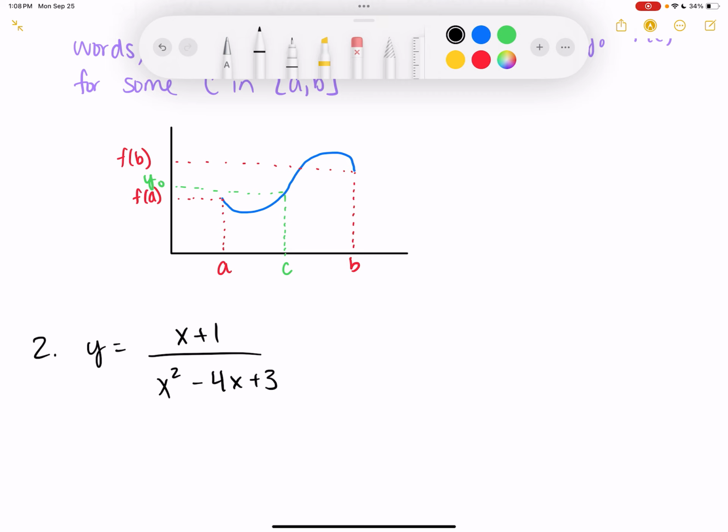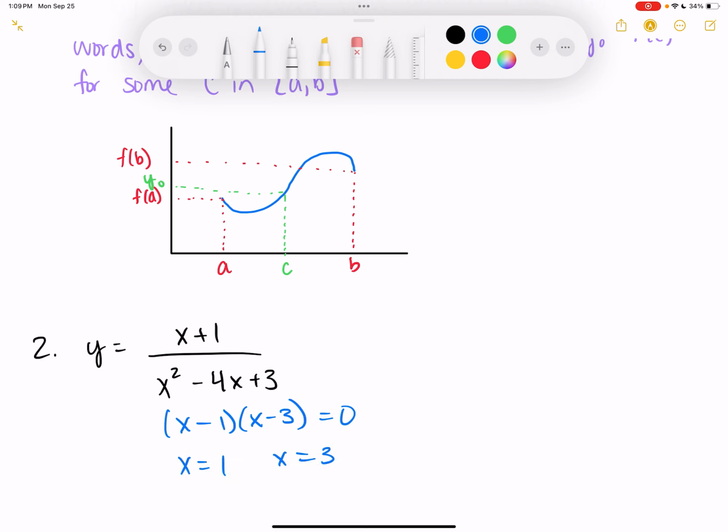So I'm going to factor the bottom. What would the bottom factor into? Yep, x minus 1, x minus 3. And then I'm going to set that equal to 0. If it would cancel with anything on top, I'm going to cancel it, but obviously that doesn't. So I set it equal to 0. So x is equal to 1, x is equal to 3.